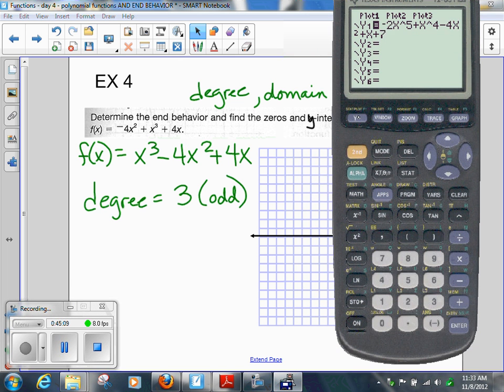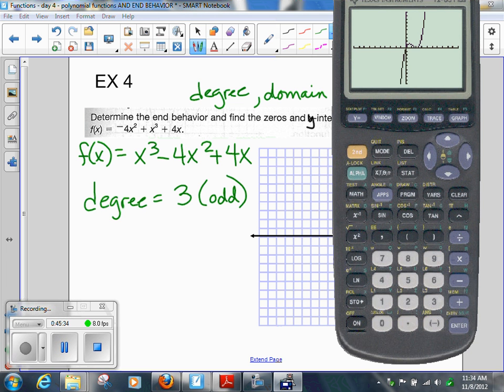All right. X cubed minus 4x squared plus 4x. X cubed minus 4x squared plus 4x. Graph it. All right, now, here we go. First thing, we got to graph it.